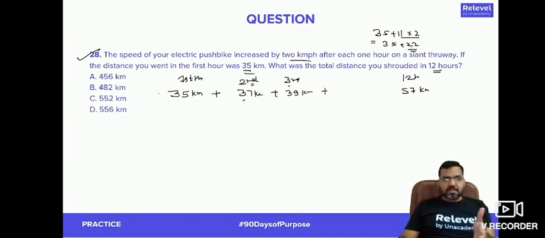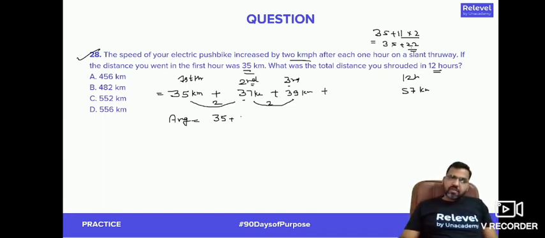I just need to do the summation of it. How do you do the summation of it? You can first find out the average of these terms. What is the average of these terms? Average of terms where the consecutive terms are at same difference. As you can see, all of these values are at a difference of 2.